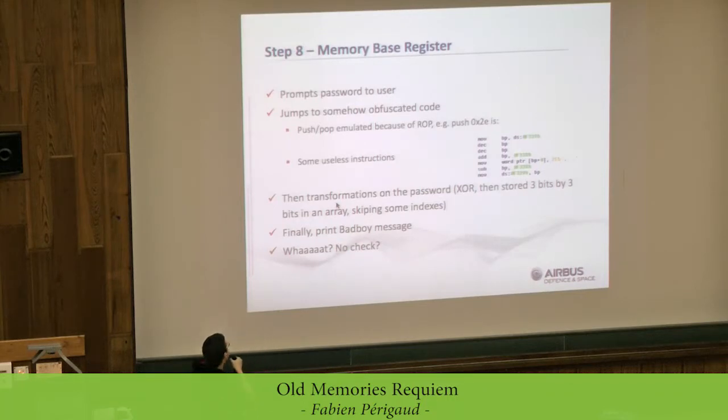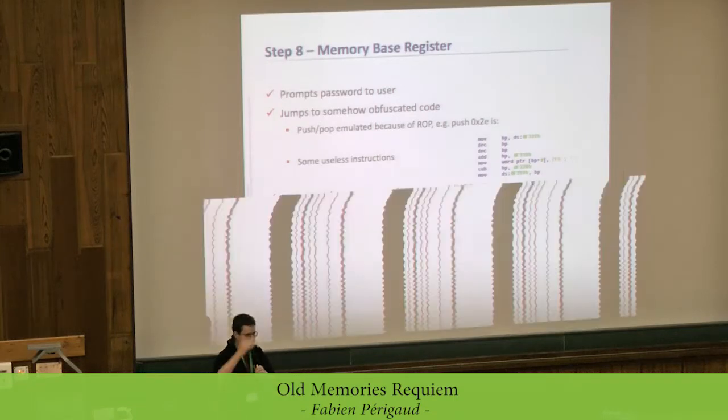First, there's a password prompt to the user. Then we have a bunch of obfuscated code. There's, for example, some push and pop instructions which have been emulated because as we are executing a ROP, we can't really push and pop values.